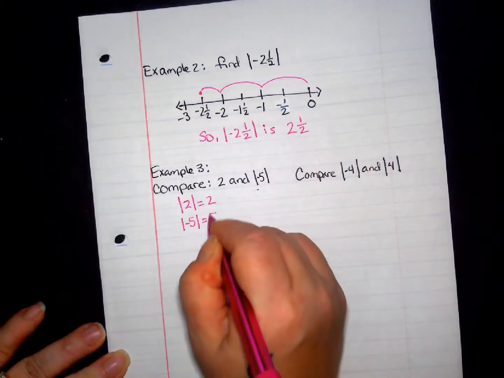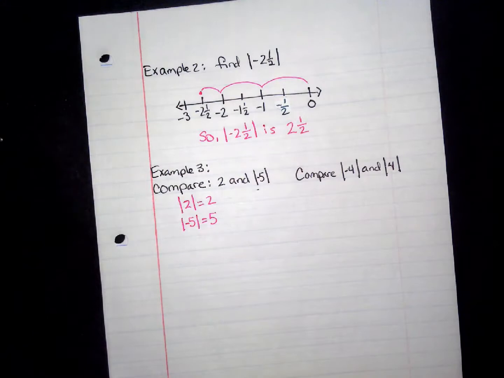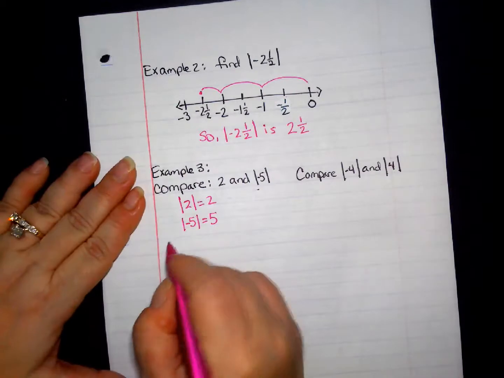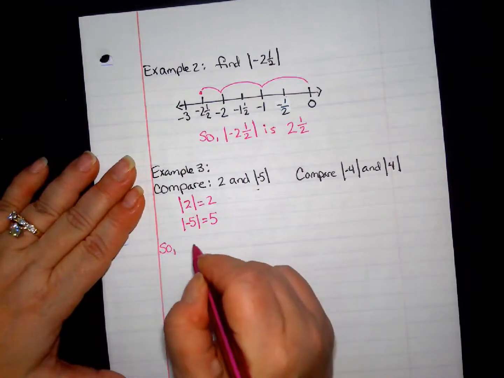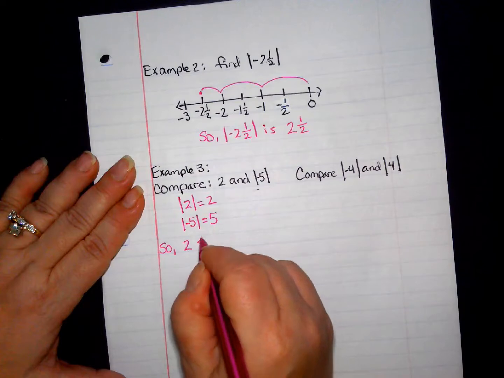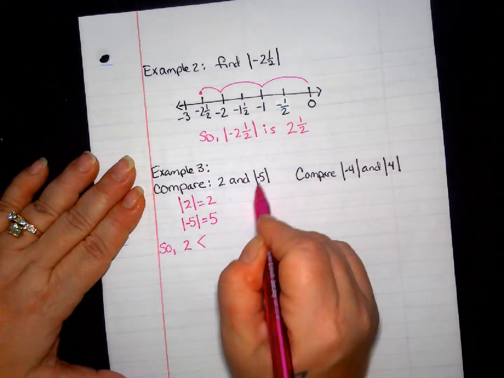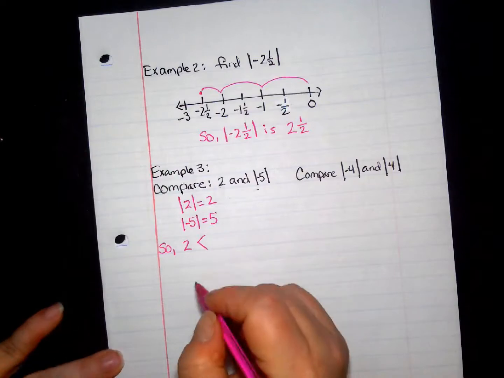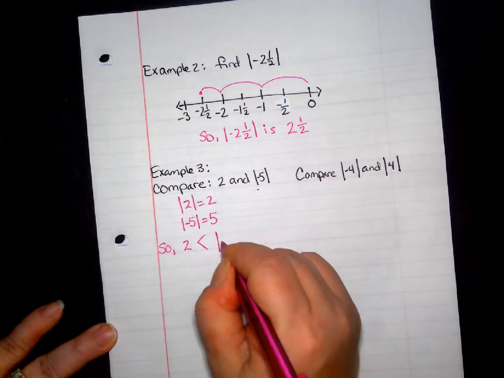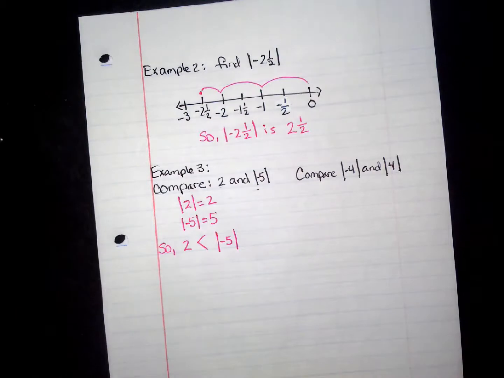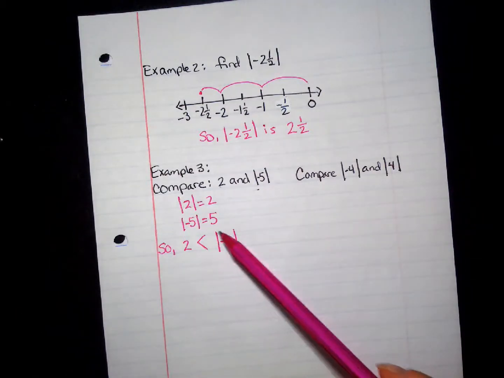because count from 0. 0 to -1, -2, -3, -4, -5. That's 5 places. So 2 is less than, notice I'm using my numbers from my original question. Don't use these numbers. Use these numbers when you're writing it out. 2 is less than the absolute value of -5. Right? Because the absolute value of -5 is 5, and 2 is less than 5.